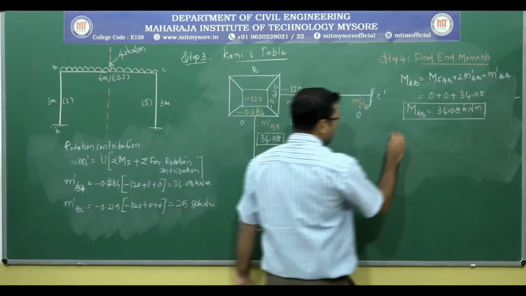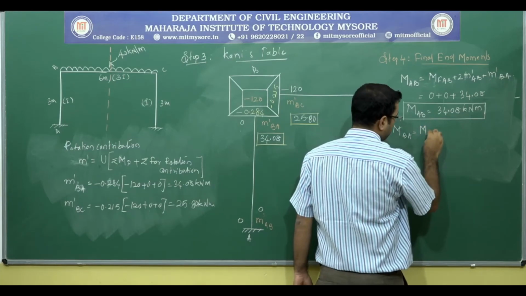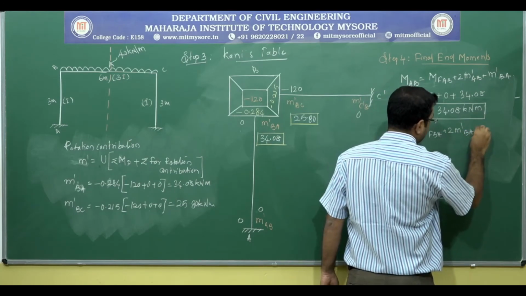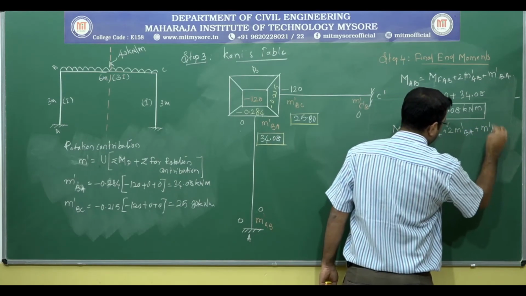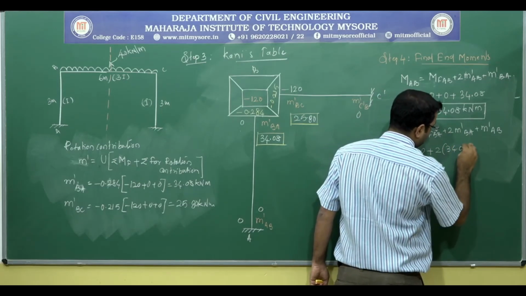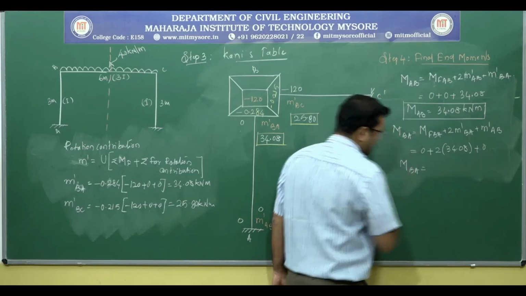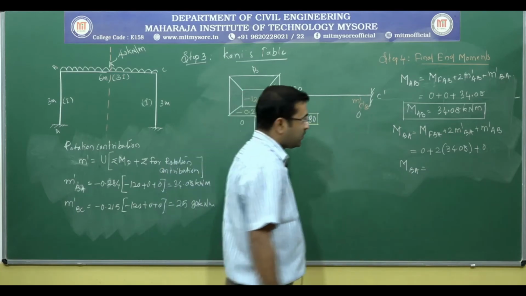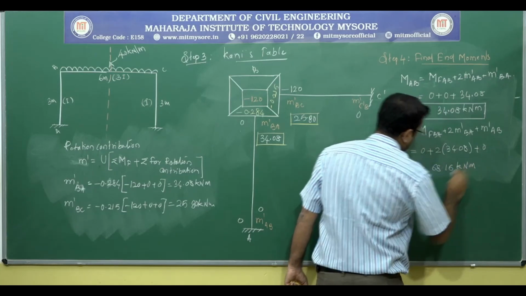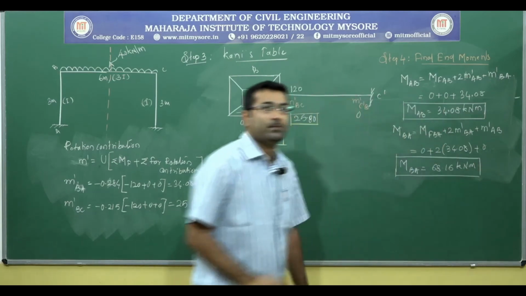Similarly, the next moment, that is MBA. MBA is equal to MFBA plus 2 times M dash BA plus 1 times M dash AB. So, it is 0 plus 2 times 34.08 plus 0. So, we will get MBA as 68.16 kilonewton meter. So, these are the end moments at B.